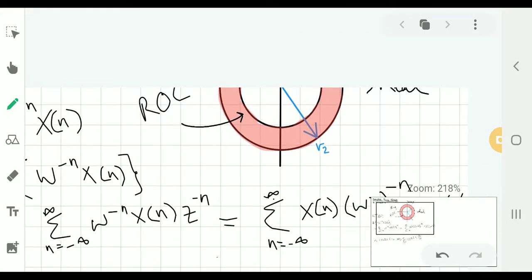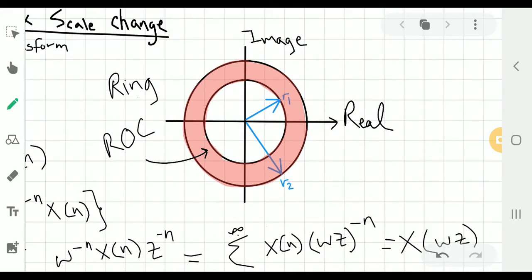A little more we can say about this ring is that the poles cannot be in this region of convergence. In other words, the poles would have to be here, or out here. This is true for causal and non-causal. So they have to be either in or out.